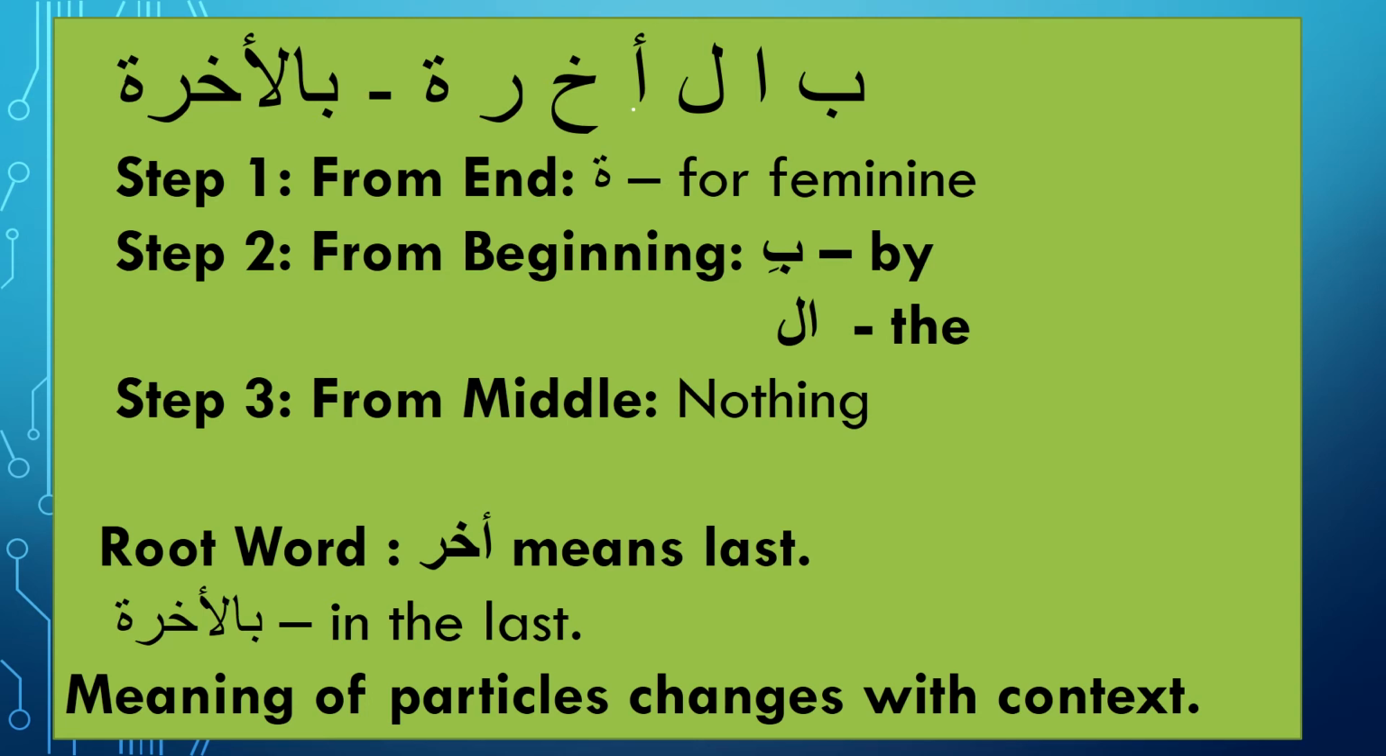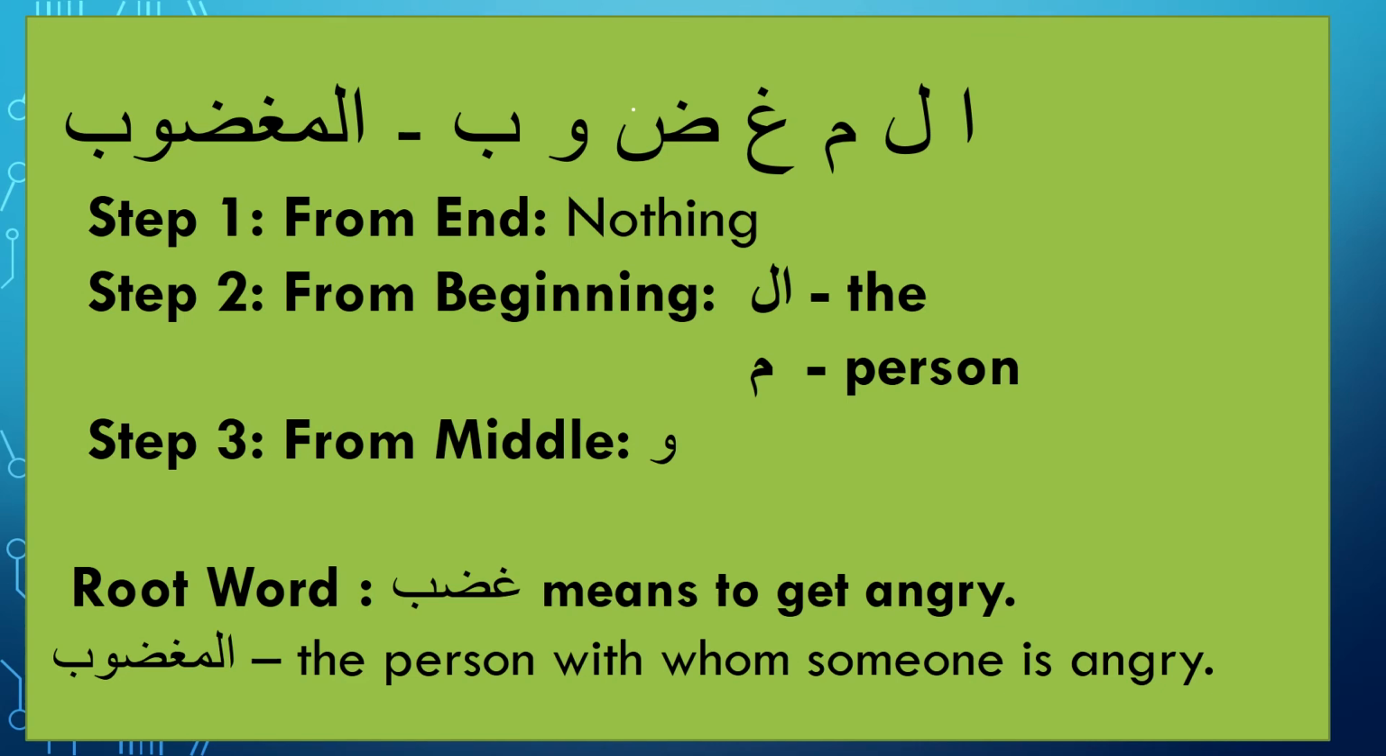The next word is al maghdub. There is nothing to remove from the end. There is al, so we can remove al from the start. After we remove al, there is mim. Mim is also removable, so we remove mim. Then there is ghain. Ghain is not removable. So we are left with ghain, dad, waw, ba.